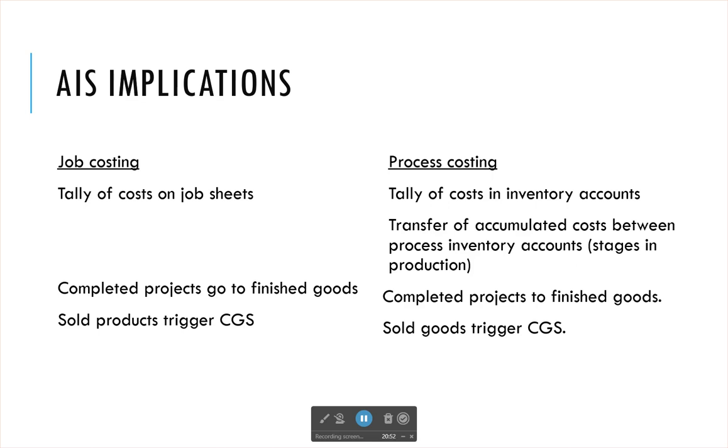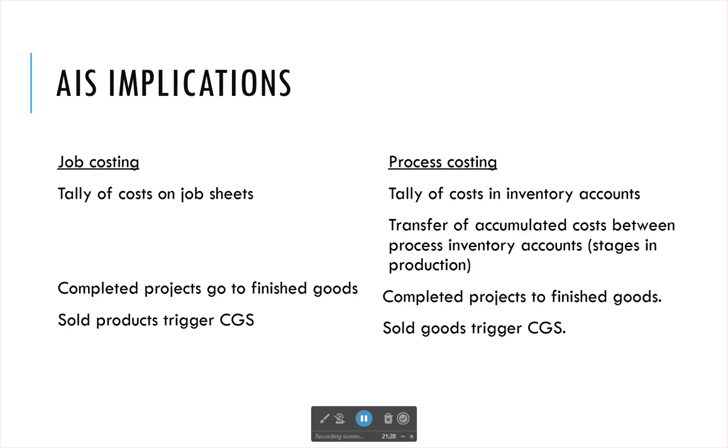With process costing, you're going to have many inventory level accounts. That's going to have your raw materials. You're going to have different phases of work in process related to the process or stages. You're also going to have finished goods. And then you're going to have the ability then to transfer all those costs and to track the costs as they go through the process. Completed projects in either one of these go to finished goods.